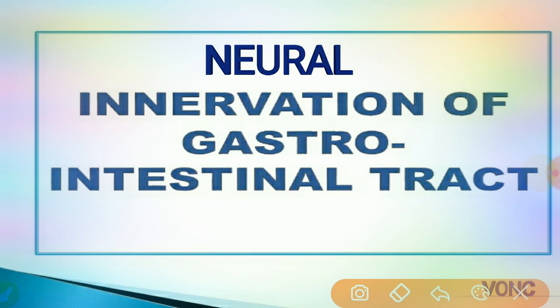Along with the functions of the digestive system, we also saw the layers of the GI tract. There are four layers: the first one is the mucosa, second is the submucosa, third is the muscularis, and fourth is the serosa. So we have seen in detail the layers, the functions and the overview structure of the gastrointestinal tract or digestive system.